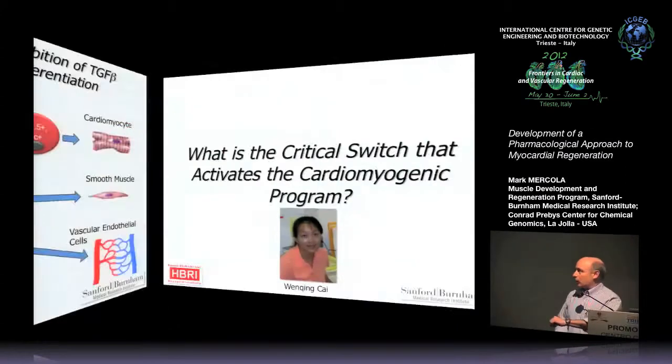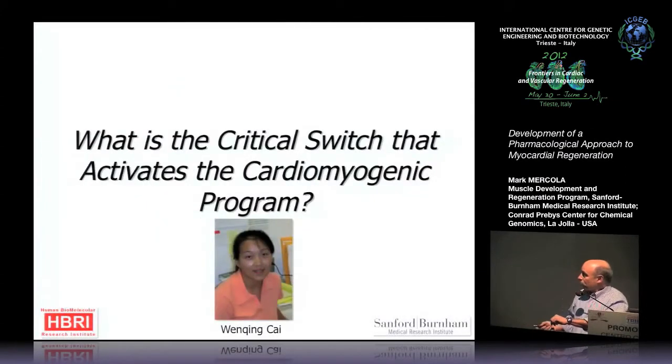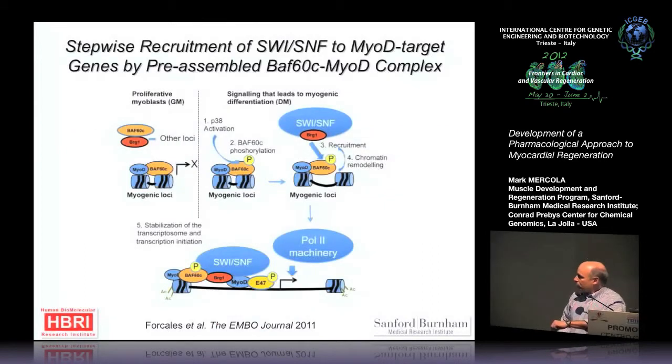So in trying to understand how this works, as a graduate student in the lab, Wenqing asked the question, what is the critical switch that commits a cell to becoming a cardiomyocyte? So we were strongly influenced by work from a number of laboratories, including our neighbor Lorenzo Puri. And he and these laboratories have been looking at a complex called SWI-SNF, which is a chromatin remodeling complex. SWI-SNF itself has no transcription factor function, so the complex is taken to the promoter through interactions with transcription factors where it opens the chromatin, allowing transcription to ensue.